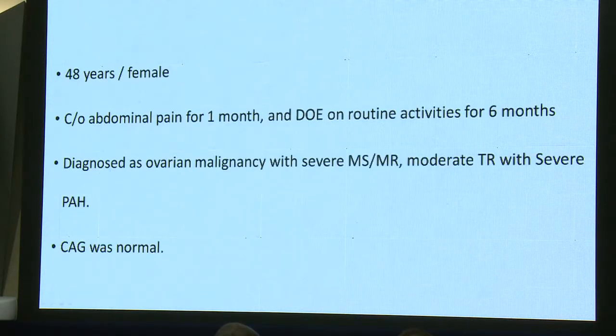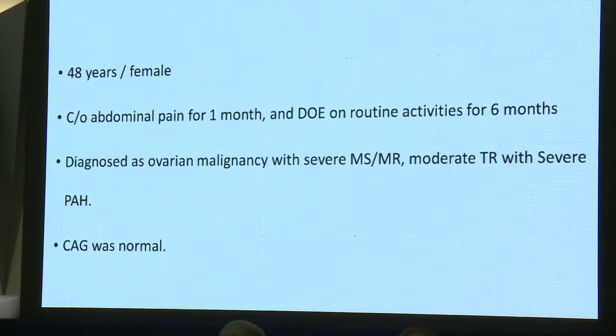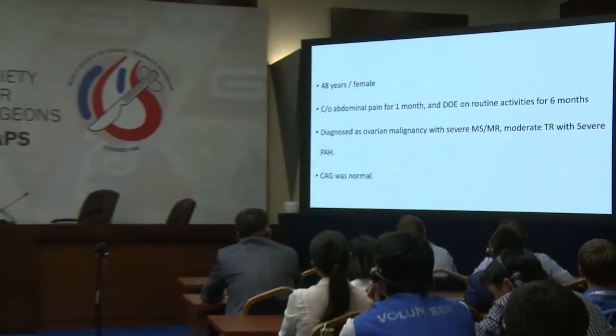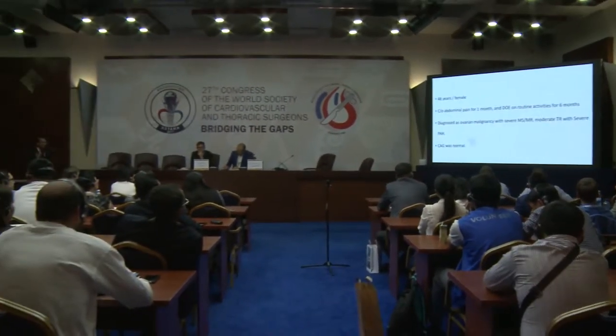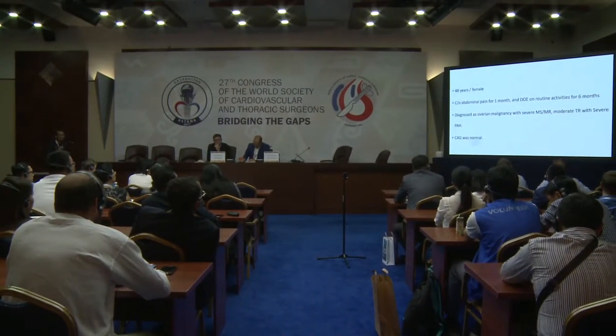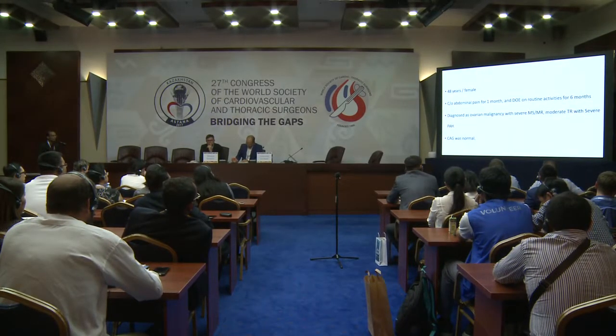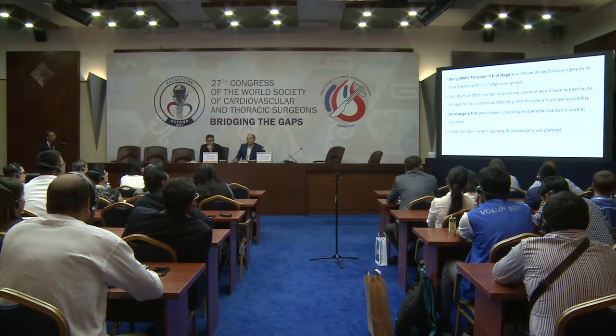The second patient was a 48-year-old female who complained of abdominal pain for 1 month and dyspnea on exertion on routine activities for 6 months. She was diagnosed with ovarian malignancy with severe mitral valve stenosis and mitral valve regurgitation, with moderate TR and severe PH. Coronary angiography was done preoperatively; it was normal.